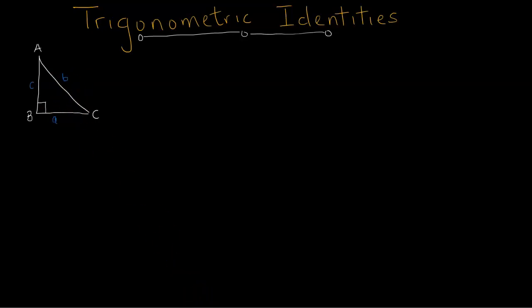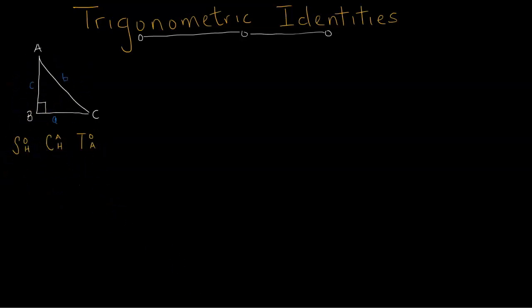Now, from one of our videos, we know that the sine is the ratio of the opposite to the hypotenuse. The cosine is the ratio of the adjacent to the hypotenuse. And the tangent is the ratio of the opposite to the adjacent. If you want to see the video, just click on the link at the top right hand corner of the screen. Now we can apply these three ratios to this right triangle.